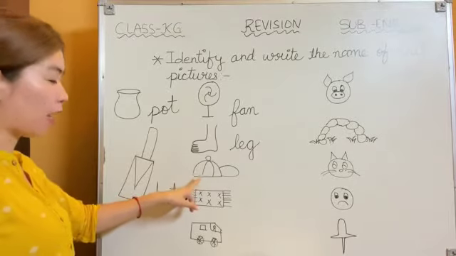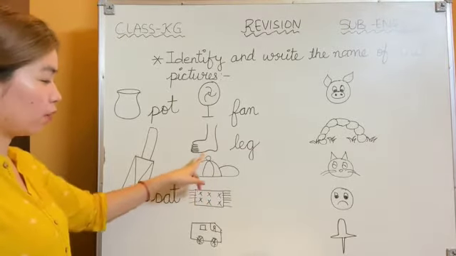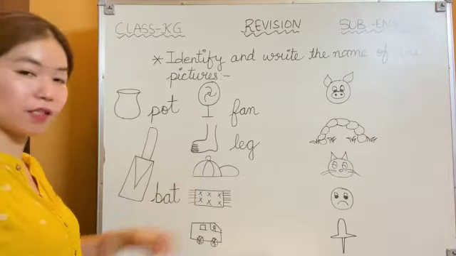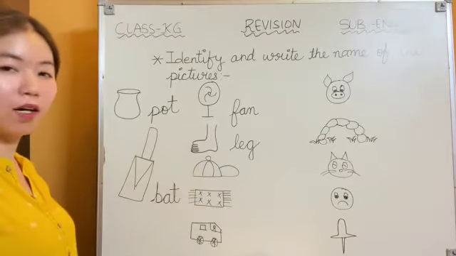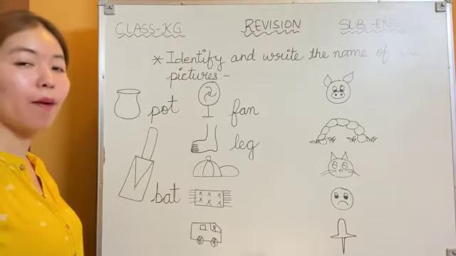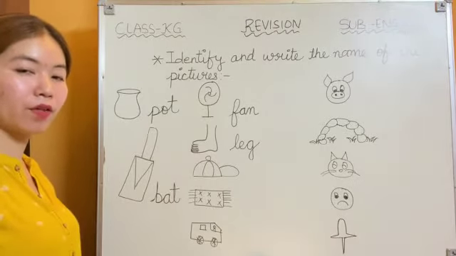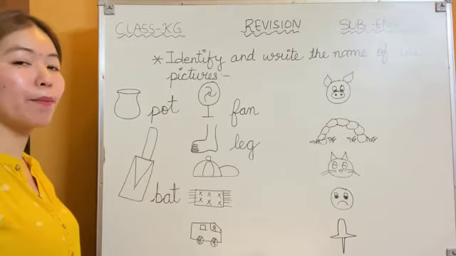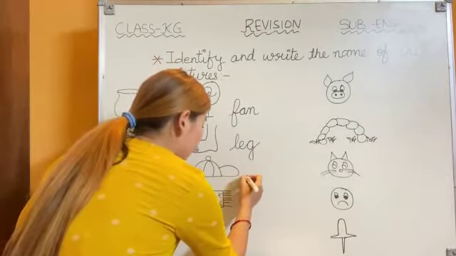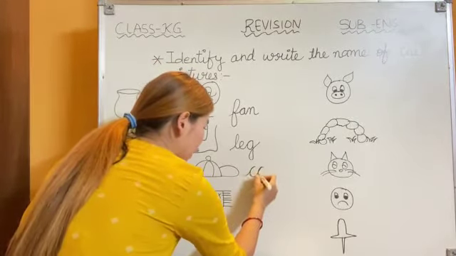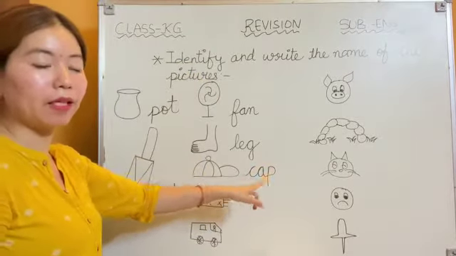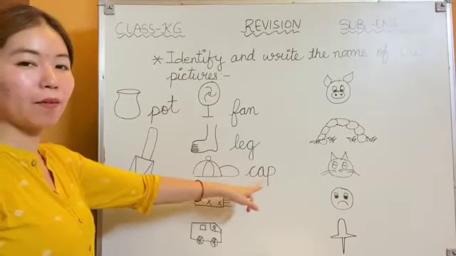Next, identify the picture, children. What is this? Yes, this is a cap. And the spelling of cap is C-A-P, cap. Say, children, C-A-P, cap. Here we will write the spelling of cap, C-A-P, cap.